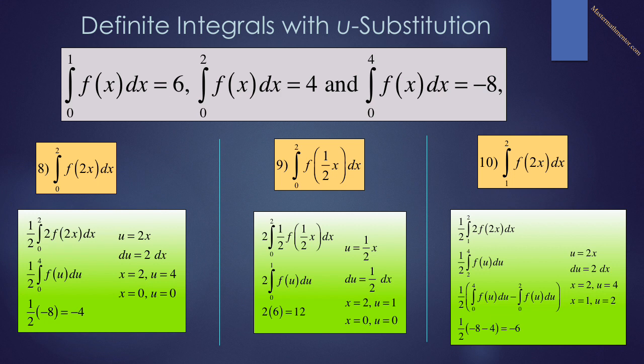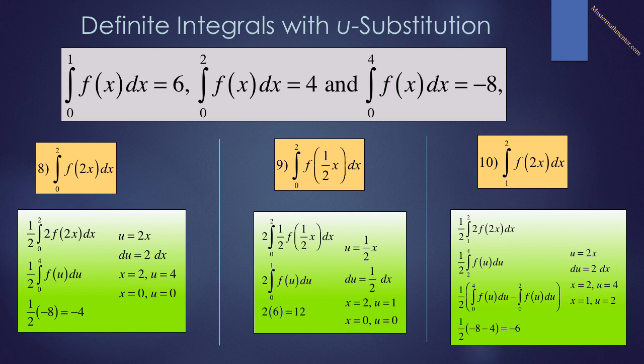Finally, we have the integral from 1 to 2 of f of 2x dx. u equals 2x, du equals 2 dx, 2 on the inside, 1/2 on the outside. So we have 1/2 the integral 1 to 2 of 2 f of 2x dx. And that becomes 1/2 the integral of f of u du. Changing the limits, when x is equal to 1, u is equal to 2, and when x is equal to 2, u is equal to 4. So we have 1/2 the integral from 2 to 4 of f of u du. We are not given that integral.